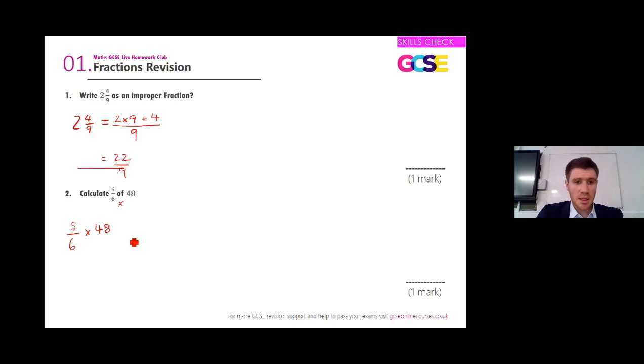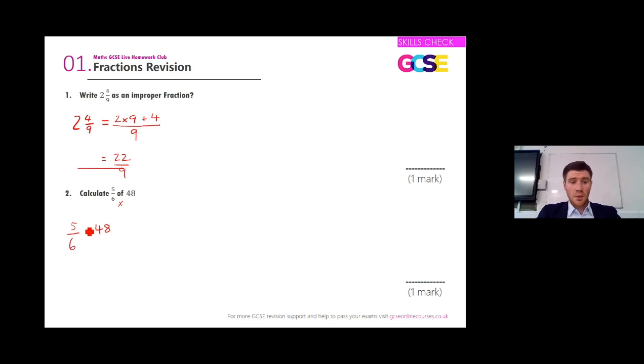Some people like to consider converting 48 into a fraction, and the way you convert whole numbers into fractions would be to do this: 48 over 1, and then multiplying fractions you multiply across. Now that wouldn't be the approach I would take for a question like this, but it would work. So if you've done that in your homework, that's absolutely fine, and well done for getting it right.